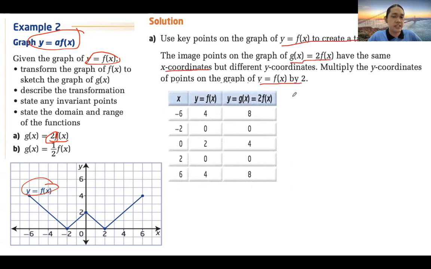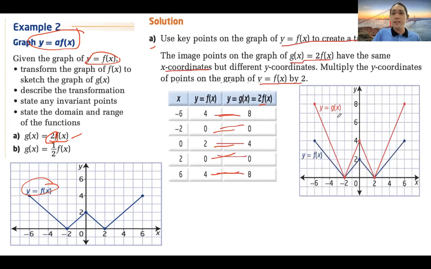So you can represent it in the table of values as I mentioned a while ago in the solution. You just multiply 2 to your f of x because the rule for letter A is 2f of x. As simple as that. 4 times 2 is 8. 0 times 2, of course, is 0. 2 times 2 is 4. 0 times 2 is 0. 4 times 2 is 8. So as you can see there.